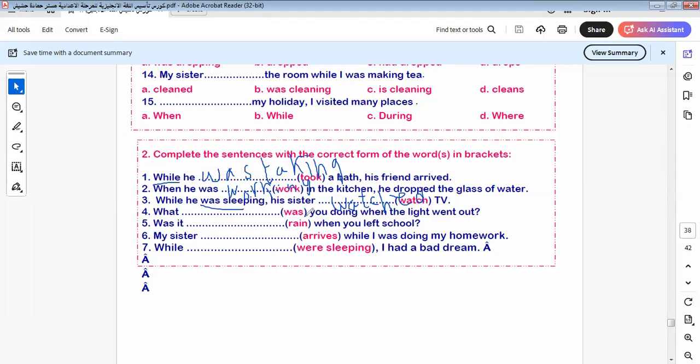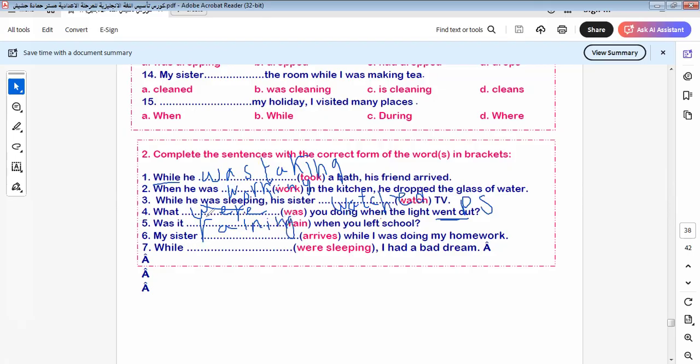Here we say: what space you doing when the light went off. So here went off is in the past simple form. So the other one will be in the past continuous. So what do I put here? Were you doing? What were you doing? Okay. Here we say it was raining. It was raining when I left school.